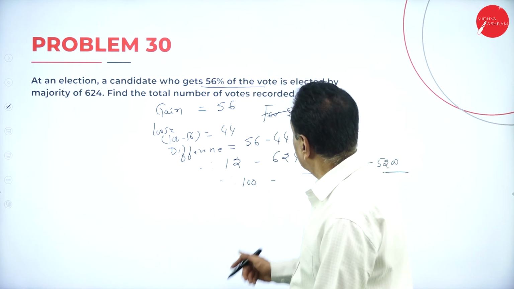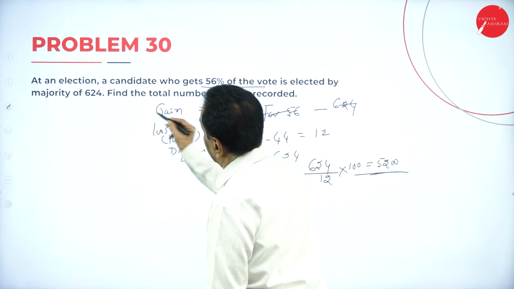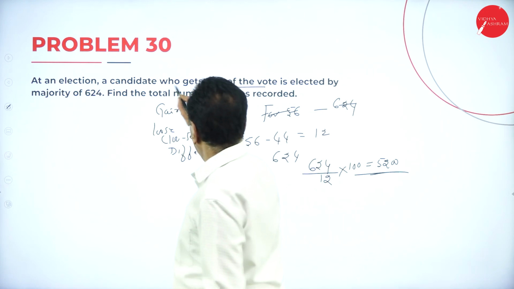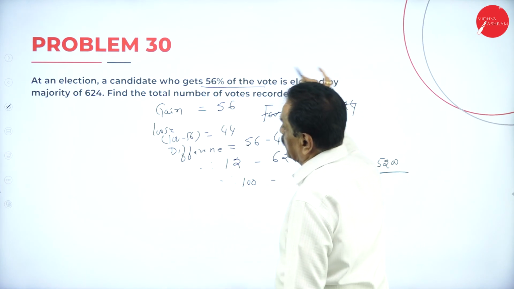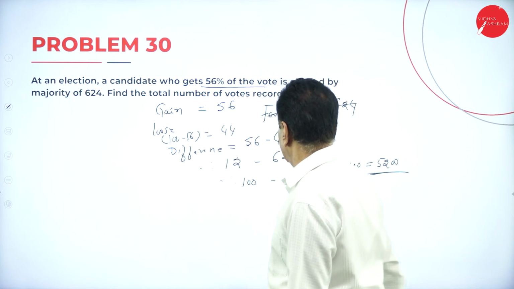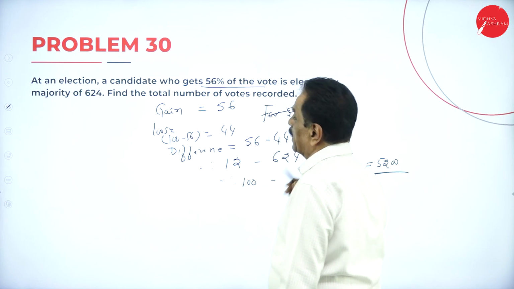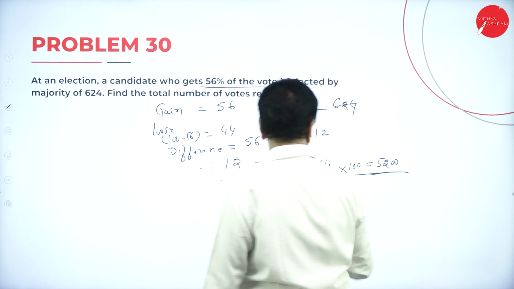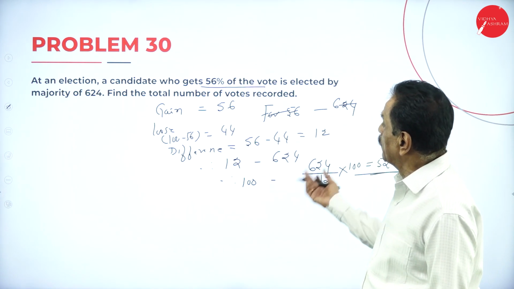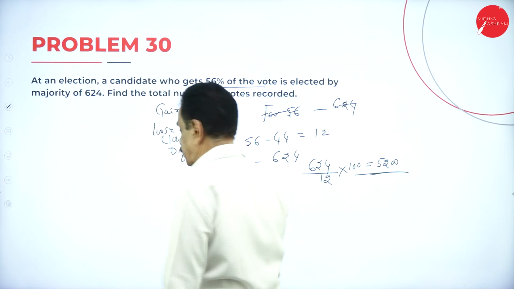I think you understand? The winner gets 56, the loser gets 44, the difference is 12. For 12 it is 624. For 100, it is 5,200. So find the total number of votes recorded: the candidate with 56% is elected by a majority of 624.